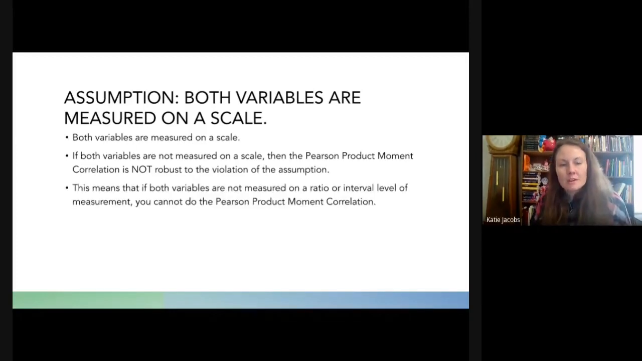Again, this means if both variables are not measured on a ratio or interval level of measurement, then we cannot do the Pearson product moment correlation. You would have to do something else. Now, if the variables were both ordinal, or if you had one ordinal and one scale variable, then you could do a Spearman rank order correlation.